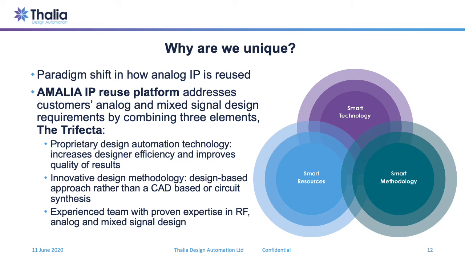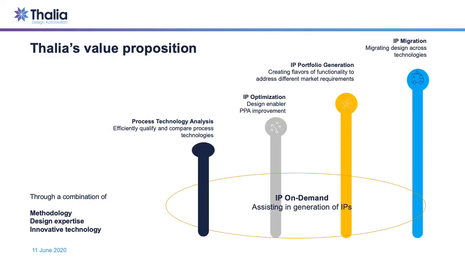Obviously, aspects of analog circuit design can only be handled by capable designers, and methodology is knowing where you can deploy automation and where the expertise could come into play. This is our trifecta. There are four key value propositions that we bring to the table. The first is using our platform to support our customers in IP migration. This is moving IPs from one technology, process technology, or node to another.